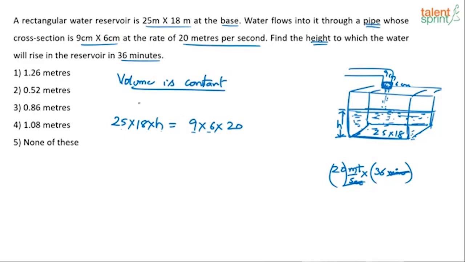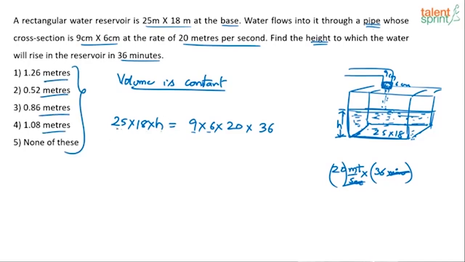So the volume of water in the reservoir should be equal to the area of cross section into rate at which water is being filled into the time for which it fills the water. So 20 meters per second for how many minutes? 36 minutes. But observe, the units are not balanced. This is meter, 25 meter. This is 18 meter. Height also we'll get in meters, right? All these options, if you see, are in meters. Meters, and meters. So fine.